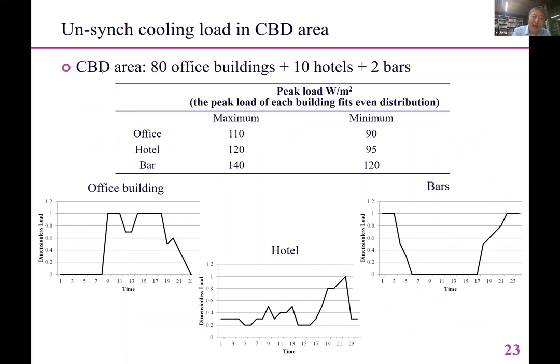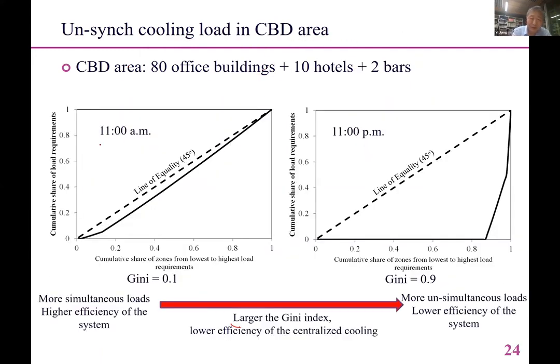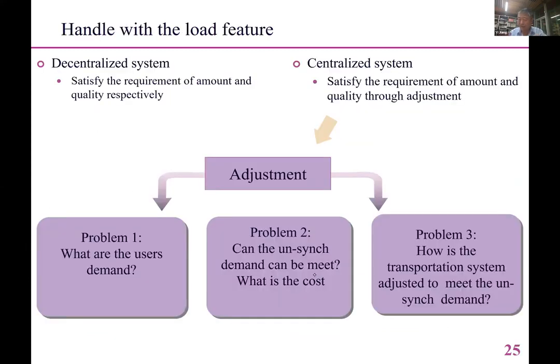And here is a large CBD area. If there are 80 office buildings plus another 10 hotel buildings with two bars, you can find that each type of building has a different feature during the day. In the middle of the day, at noontime, 11 o'clock, the Gini number is quite small because all buildings do need cooling. But during the night, the distribution is very non-uniform, and the Gini number comes to 0.9, maybe only two bars operate, and all the rest are switched off. So this can be described with these parameters to say how the variation changes, how non-simultaneous it is.